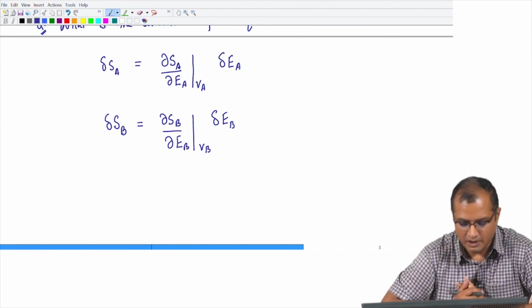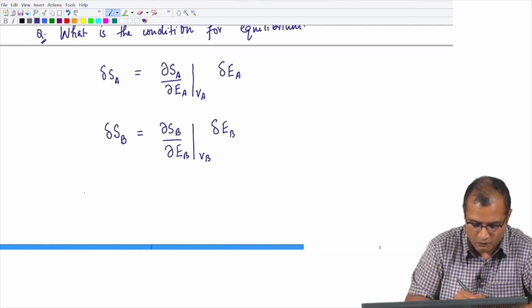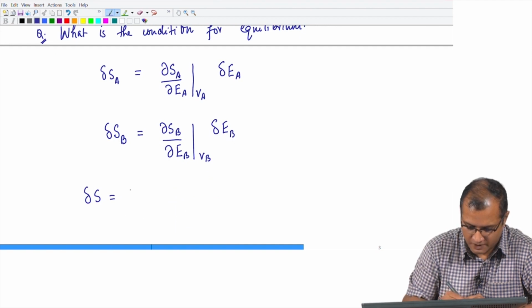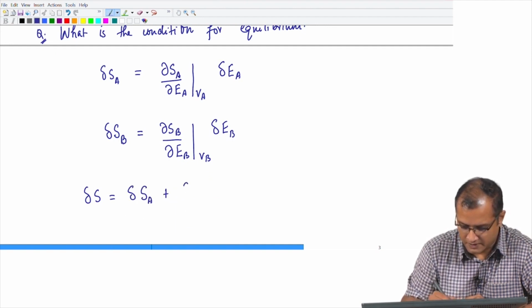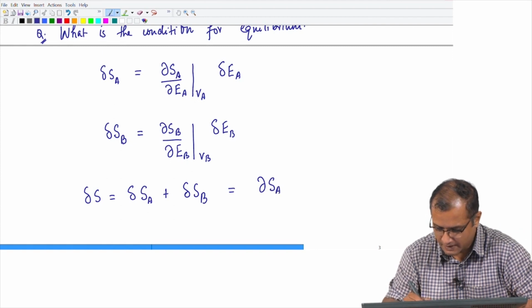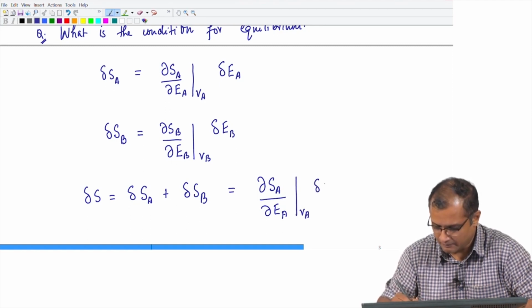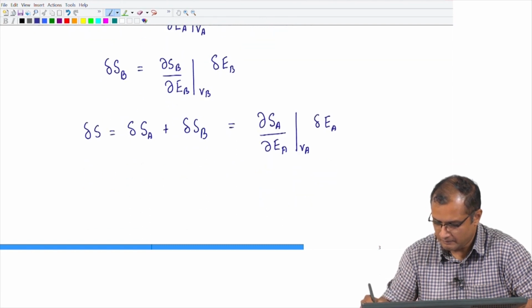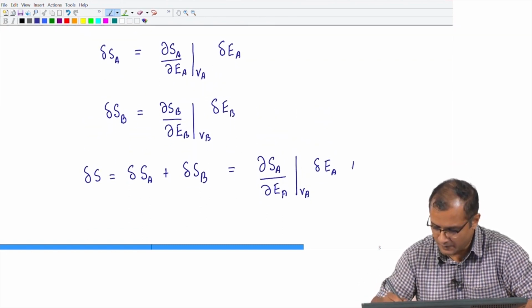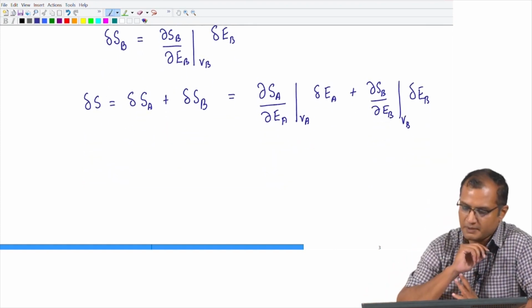The overall change in entropy would be nothing but delta S_A plus delta S_B, which is nothing but delta S_A upon delta E_A, plus the corresponding term for B. This is the overall change in entropy.